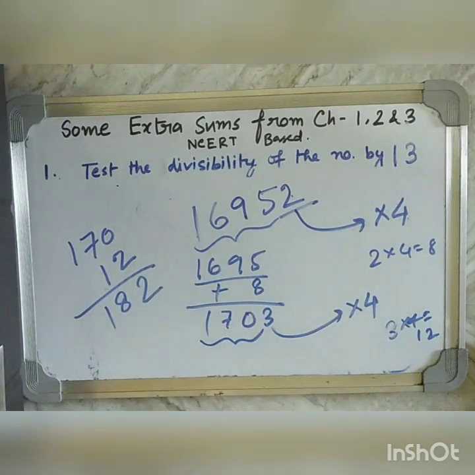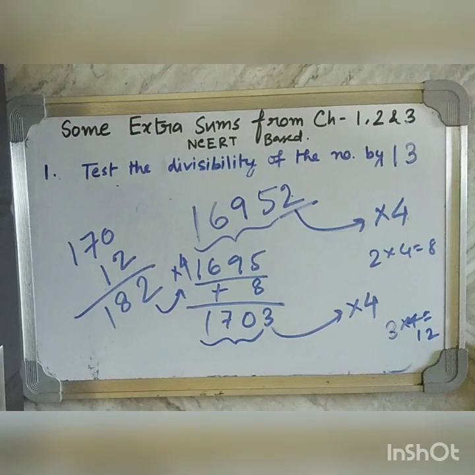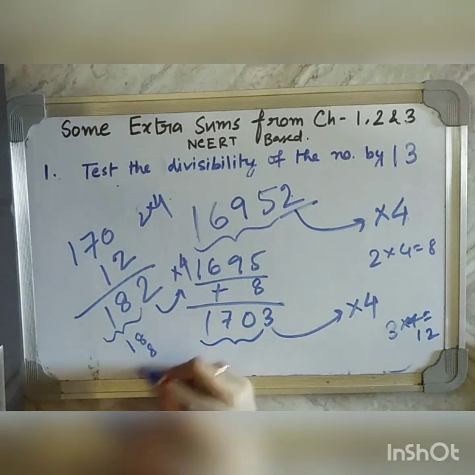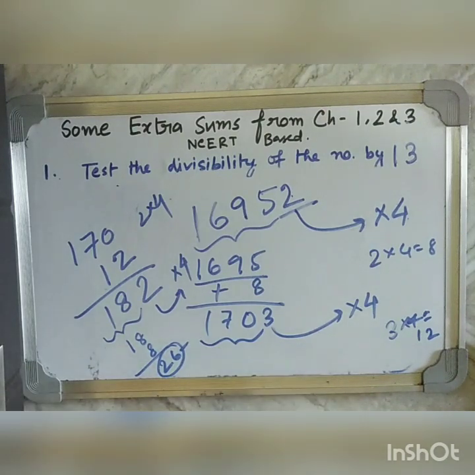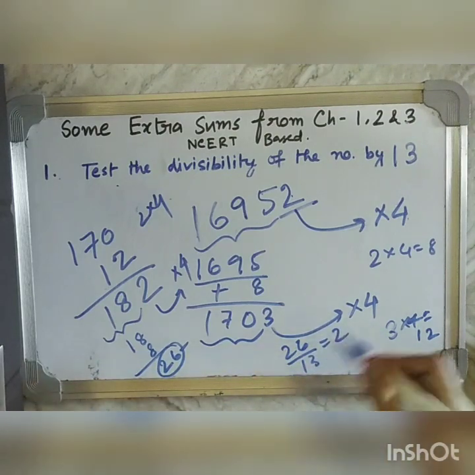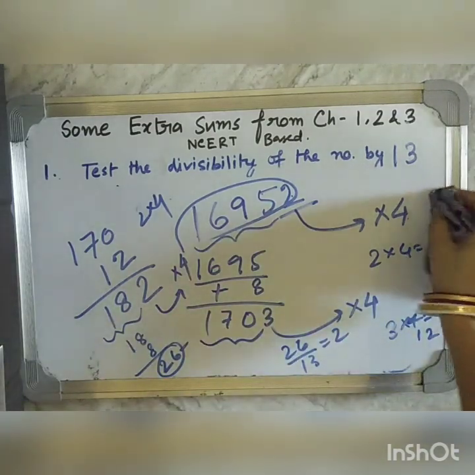1, 8 and 2 is coming. Okay. Now again, if you find it a little bit tough to divide by 13, then again you have to multiply the unit place by 4. Means 2 will be multiplied by 4. Then the remaining digits, means 18, with 18 we will add 8. Then we will get 26. Now we can easily understand that 26 is divisible by 13. Okay. Then we can say that the whole number 16952 will be divisible by 13.